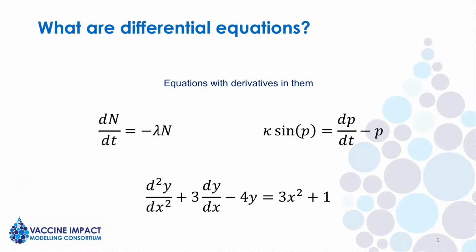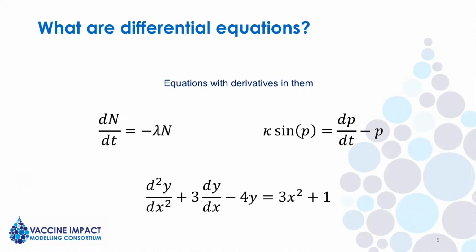So differential equations can take lots of different forms. We'll be seeing this one a lot, where we've got dn by dt is equal to minus lambda n. Here, lambda is just a constant, just the parameter in our model, and then we've got n on the right-hand side. So the rate of change of n with respect to time depends on the population and this parameter, lambda.